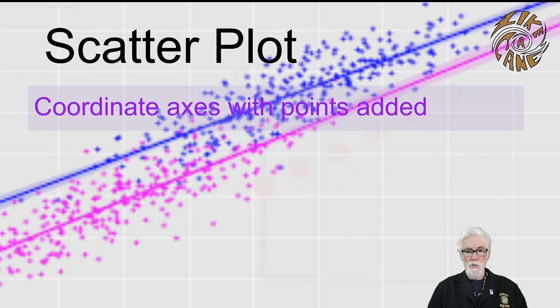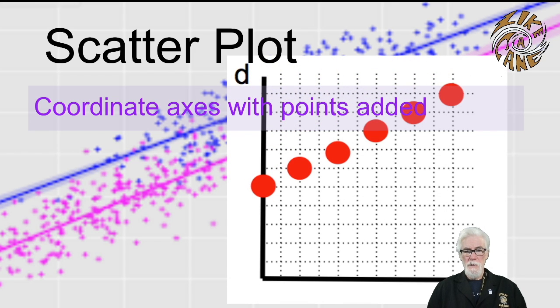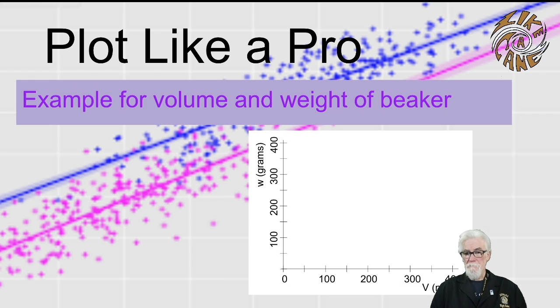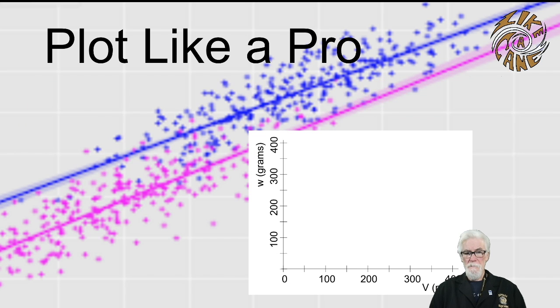A scatter plot is just a set of coordinate axes that has points added to it, like we see here. And when we do this for experimental data, we want to make sure that we're putting our variables in the right spot. The independent variable goes on the horizontal axis, that's why this is labeled I, and the dependent variable goes on the vertical axis, so you can see this is labeled D. This example is for the volume and weight of the beaker from the coordinate axis video. Volume was measured in milliliters, and that was on the horizontal axis because that was our independent variable, and our dependent variable was weight in grams, and so that's on the vertical axis.